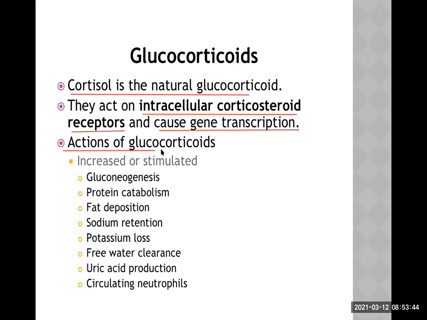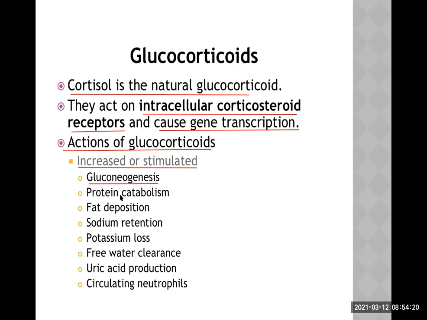Now, let's talk about the actions of glucocorticoids. All of the functions or actions written below are either increased or stimulated by cortisol or glucocorticoids. See here, gluconeogenesis is stimulated. Now, this is the synthesis of new glucose or new sugar. So it is stimulated by glucocorticoid. So you can easily say glucocorticoid or cortisol increases blood sugar.